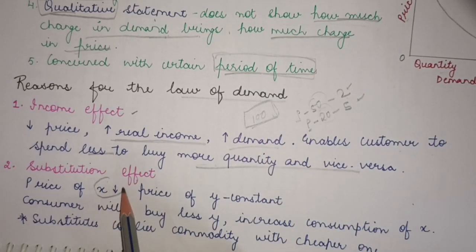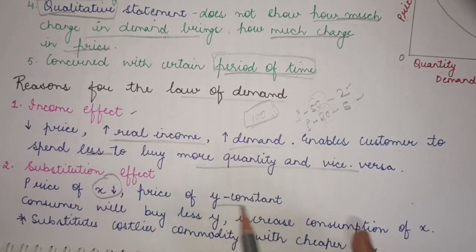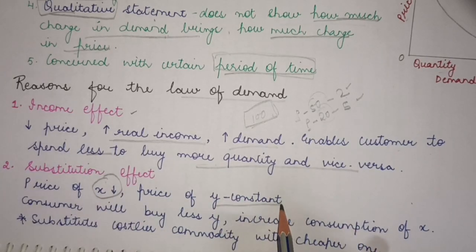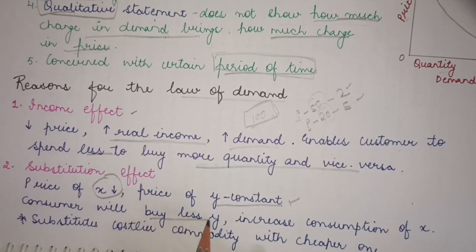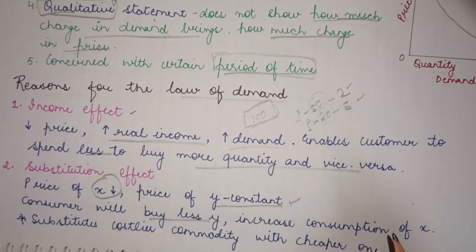The next reason is the substitution effect. When the price of a commodity, say X, reduces and the price of Y is constant. Okay, there are two commodities, X and Y. The price of X is coming down, whereas the price of Y is not changing at all, then the consumer will buy less of some other commodity so that they can increase the consumption of X. See, this is what happens with us also.